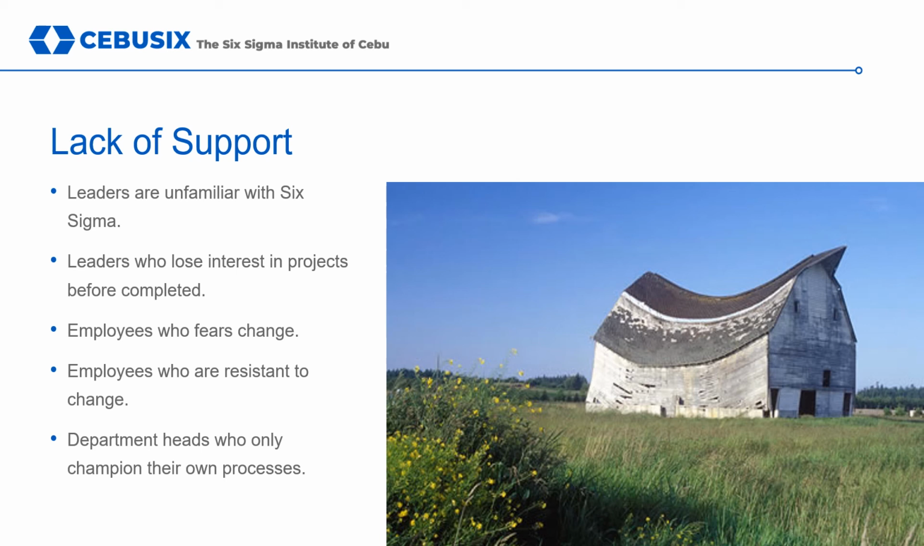Leaders that are unfamiliar with or don't understand the Six Sigma process may not be willing to buy into a project. Some leaders are willing to pursue improvements initially, but then lose interest in overseeing the project before they are completed. Some of the staff is fearful of change, especially in an environment when change has historically caused negative consequences for employees. Employees may be resistant to change because they believe improvements might make them obsolete, and department heads or employees who constantly champion their own processes and needs are unwilling to enter into the big picture thinking.